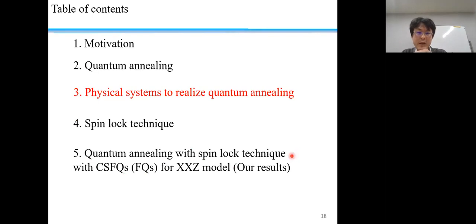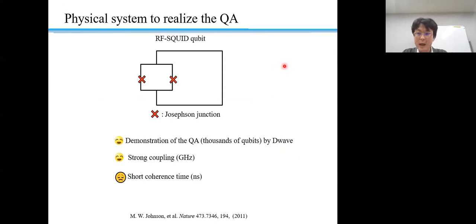Let me explain the physical systems to realize quantum annealing. The D-Wave company uses RF SQUID qubits to realize quantum annealing. The actual mechanism of the RF SQUID qubits for D-Wave is much more complicated for technical reasons, but I think the essence can be written like this. We have a SQUID structure here, and by changing the magnetic flux here, we can change the parameters. This is a Josephson junction. Obviously, D-Wave has realized quantum annealing using this kind of device.